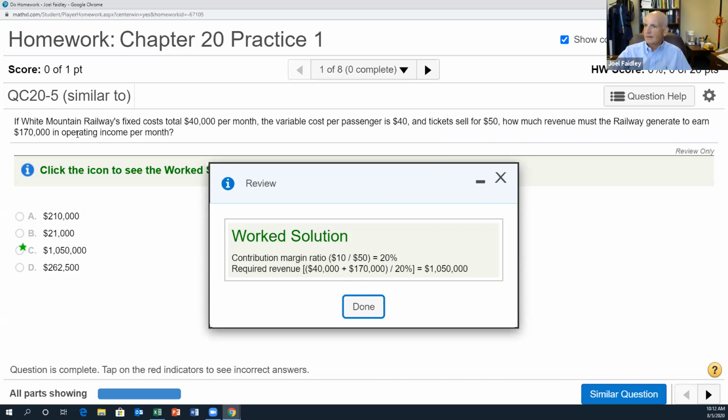So if my fixed costs are $40,000 and I want $170,000 in operating income, I need to add those two together. Remember when I said the formula for break even is the same as when you're adding in a targeted profit? That's my targeted profit, earning 170,000. So I add those two together on the top line. It's just like adding additional fixed costs, divided by 20% or 0.2. It says my revenue needs to be $1,050,000 to reach that target. So there's an example of using the contribution margin ratio.